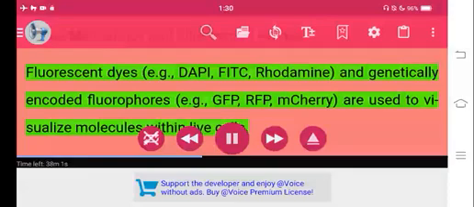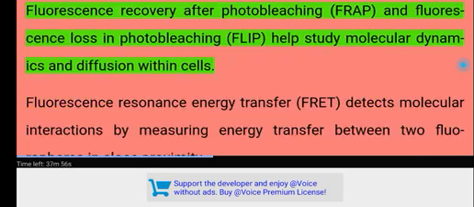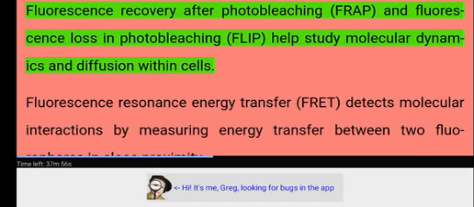Fluorescent dyes, e.g., DAPI, FITC, rhodamine, and genetically encoded fluorophores, e.g., GFP, RFP, mCherry, are used to visualize molecules within live cells. Fluorescence recovery after photobleaching (FRAP) and fluorescence loss in photobleaching (FLIP) help study molecular dynamics and diffusion within cells.